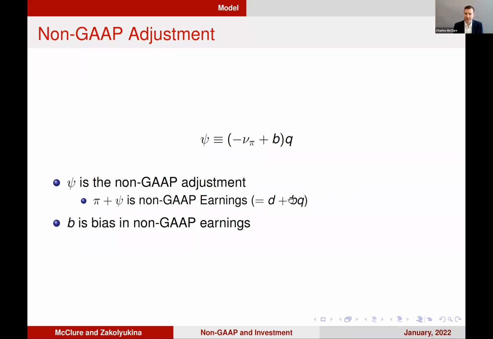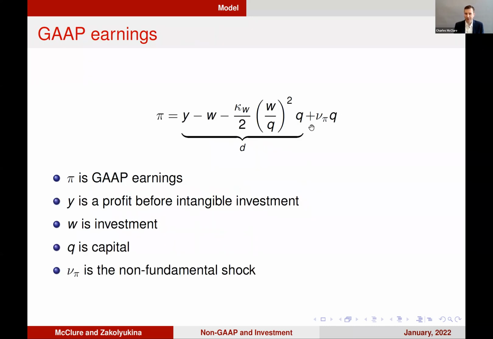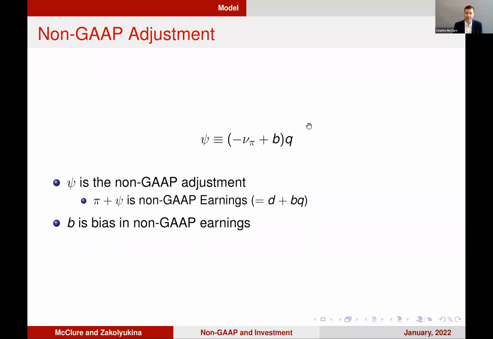And so what you see here is that non-GAAP earnings is going to be a biased measure of the expected cash flows. Whereas on the previous slide, GAAP earnings is going to just be a noisy version. So you had this noise versus bias trade-off that the manager and investors are going to have to deal with. Yes, Ayon.